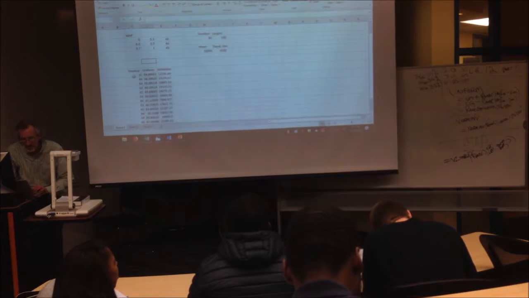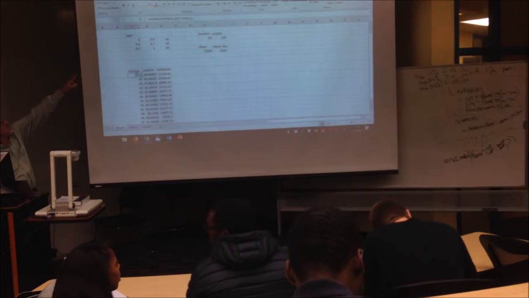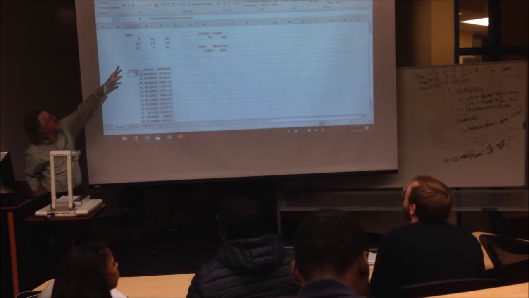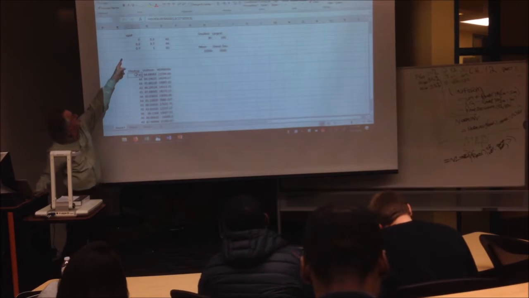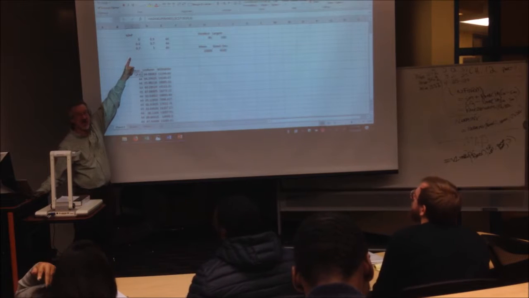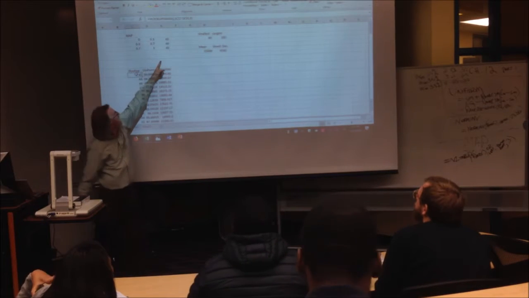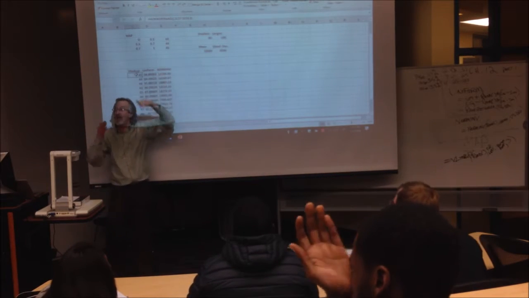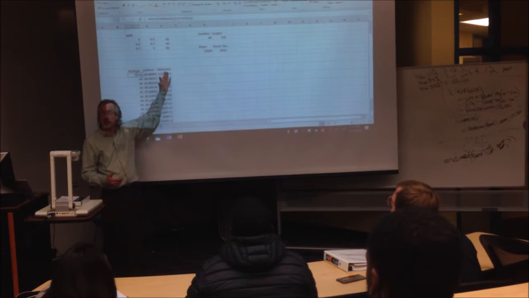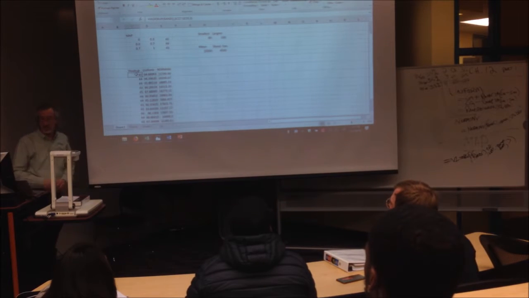Now, here's that VLOOKUP formula. Equals VLOOKUP, RAND, parenthesis, parenthesis, comma, C7 is where that 0's at, colon, E9 is where that 45's at, comma, 3, because the data we want to come back is in the 3rd column.